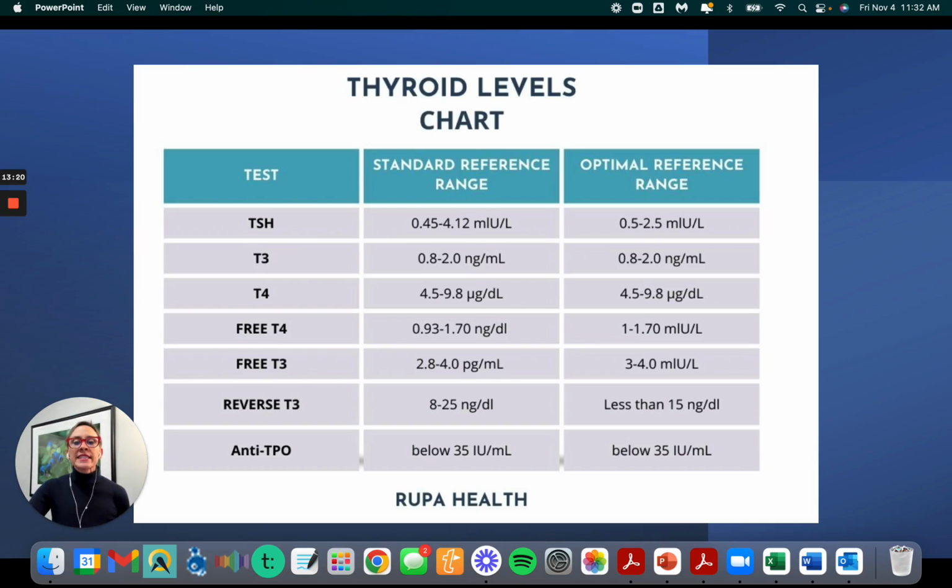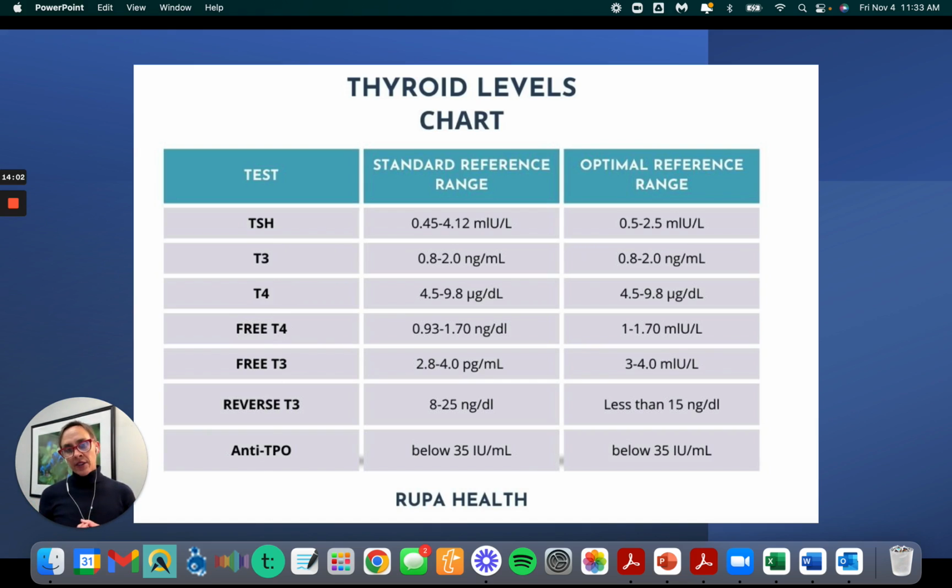These are the tests. I want to go over the lab tests. A couple of things are important about this slide. These are the tests that I typically recommend. In the conventional system, typically only TSH is drawn. But if we don't have the rest of these, we don't have the full picture. So when I see somebody and I think there's a thyroid issue going on, I will run a TSH, total T3, total T4, free T4, free T3, reverse T3, and antibodies for TPO.